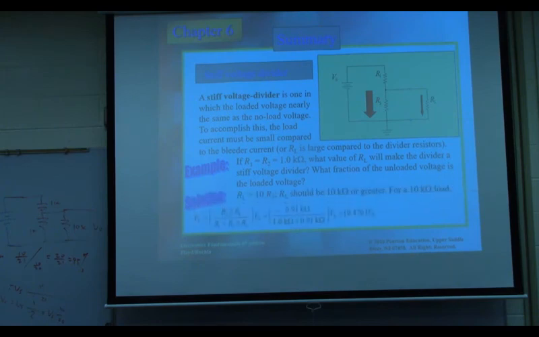Right, so that is the result. It's supposed to be 0.5 for the unloaded. Then the loaded equals 0.476. So the fraction is 95%. Because this one asked directly what is the fraction, we didn't come to the actual value. We just directly calculated the fraction.